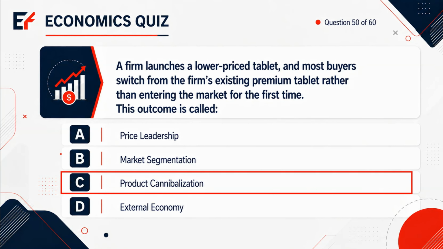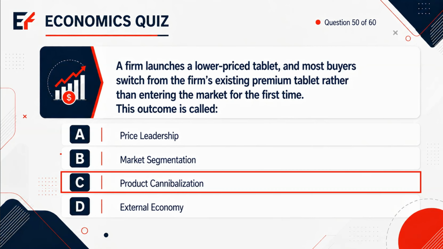Let's identify the sales effect. Product cannibalization occurs when a new product takes sales away from an existing product offered by the same firm. In this case, buyers move from the premium tablet to the lower priced tablet rather than creating additional sales for the firm. Therefore, the new tablet reduces demand for the existing premium model.